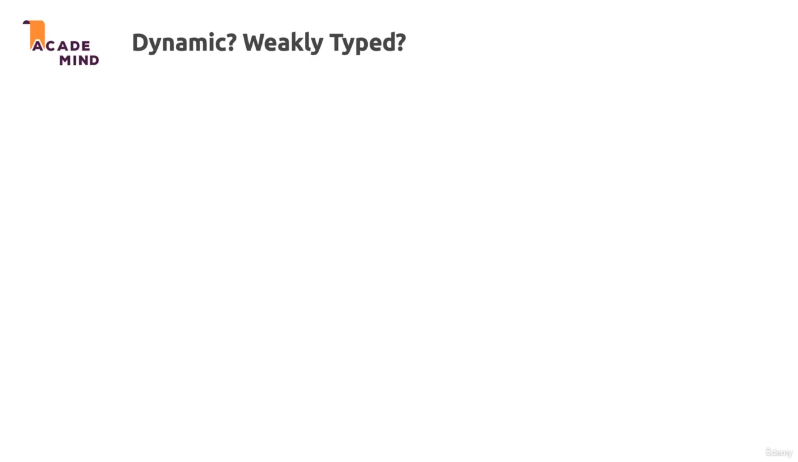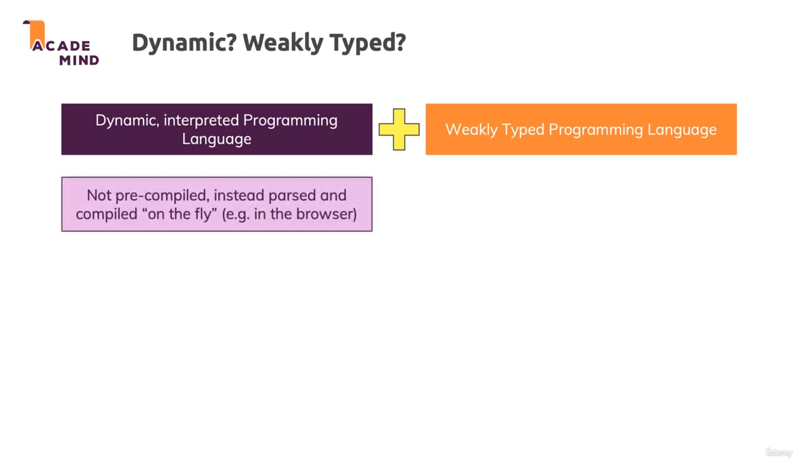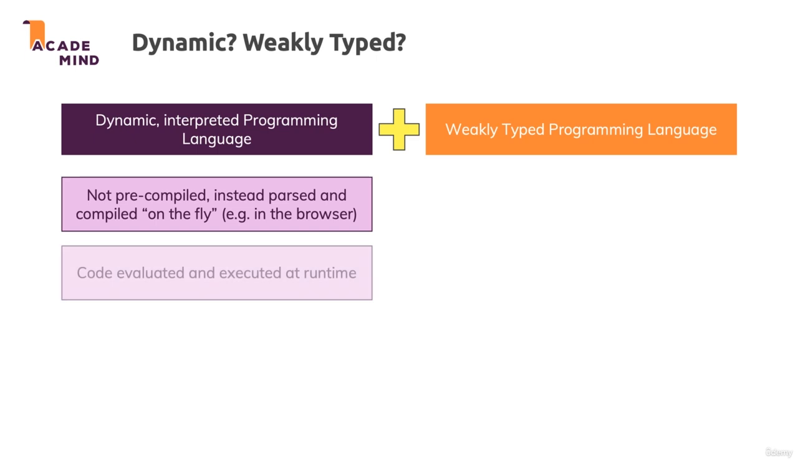JavaScript is a dynamic interpreted programming language, but it's also a weakly typed programming language. Now, what does this mean? For one, the dynamic interpreted part, as you learned, means that it's not pre-compiled. Other languages, like C++, are compiled during or after development, so before you share them with the end users. JavaScript is on-the-fly compiled. And that means that the code is evaluated and executed at runtime.